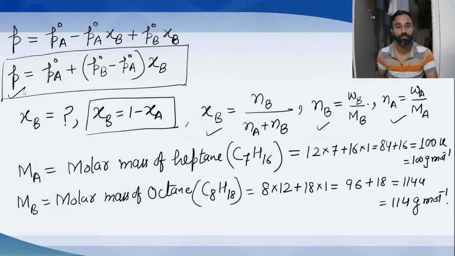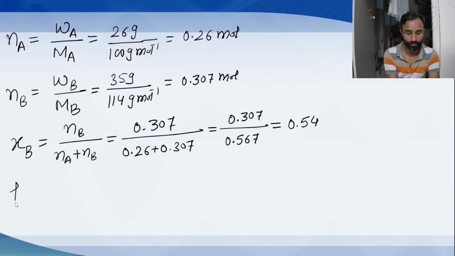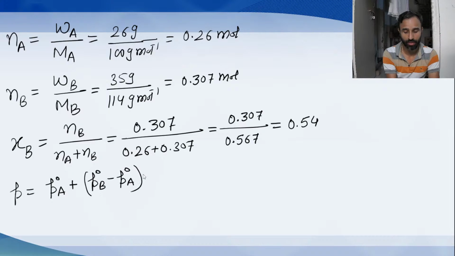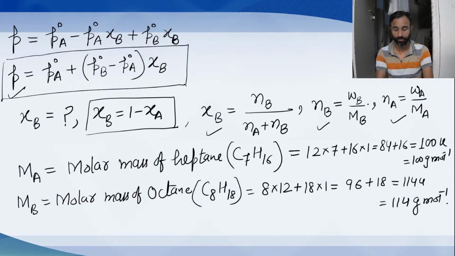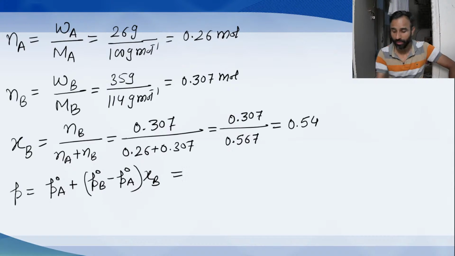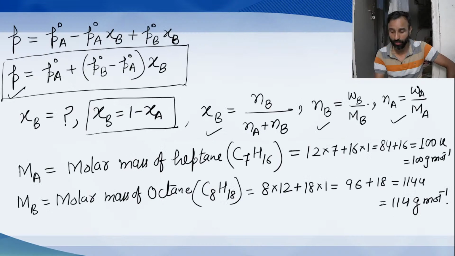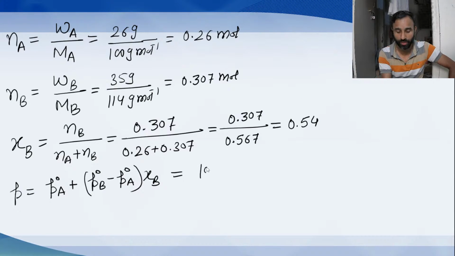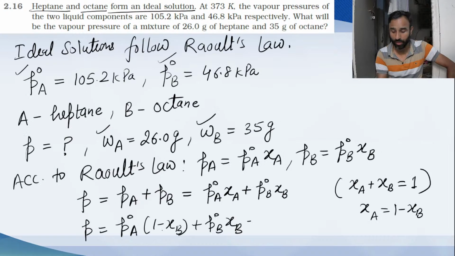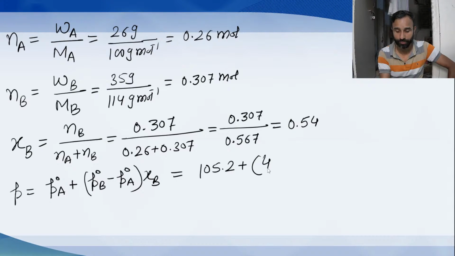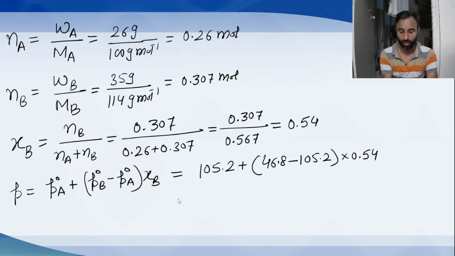Now we calculate P. So P is equal to P naught A plus P naught B minus P naught A XB, right? So what is P naught A? P naught A is 105.2. 105.2 plus what is P naught B? It is 46.8 minus 105.2 into 0.54.